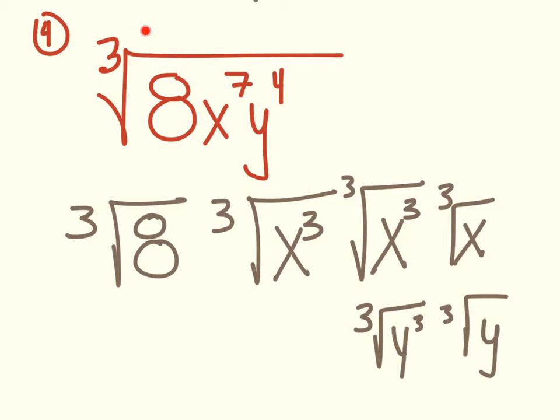So let me just say that one more time. Because this is a cubed root, the only way for them to cancel is for them both to be 3's. So now I have to go with x cubed and an x. That's 3, 6, and 1 for a total of 7. To get y to the 4th, I'm going to need a 3 and a 1.